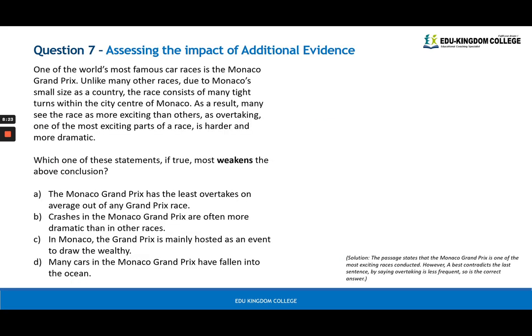Number 7. So let's highlight. One of the world's most famous car races is the Monaco Grand Prix. The races contain many tight turns within the center of the city of Monaco. As a result, many see the race as more exciting than others, as overtaking, one of the most exciting parts of the race, is harder and more dramatic. So basically we're saying that the Monaco Grand Prix is the most exciting race because the overtaking is the most exciting part of the race, and it's more hard and more dramatic because of the size of Monaco.